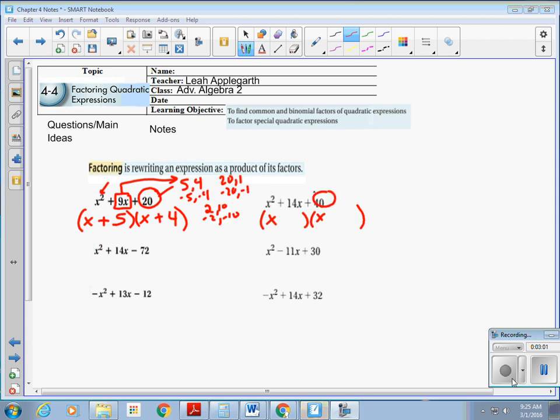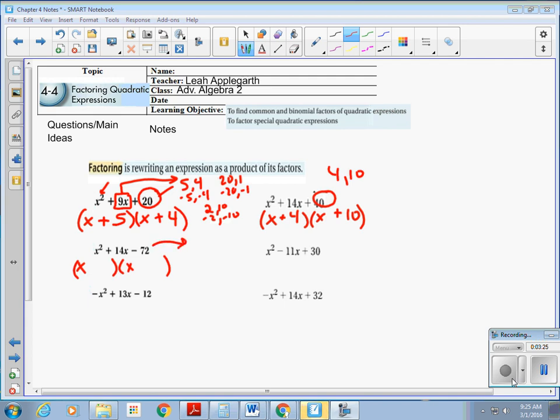So for 40, 4 and 10 multiply to give me 40. They also add to give me 14. Well, here is a little bit harder. That's okay, because now I have a -72.